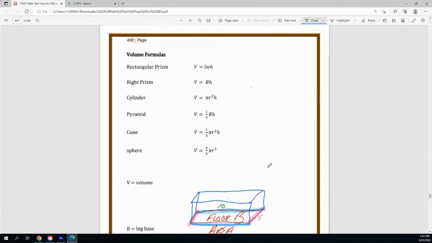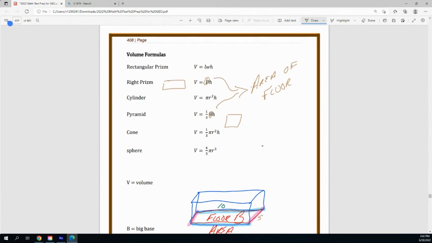So look at how many formulas use big B. A right prism uses big B. A pyramid uses big B. And it's only these two where you would calculate the area of the floor. Now, with a right prism, that floor is going to look like a rectangle. And with a pyramid, that base is going to look like a square. So that's what the big B represents in these formulas.